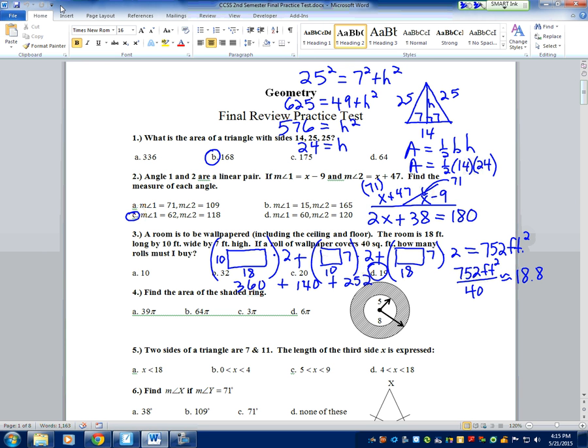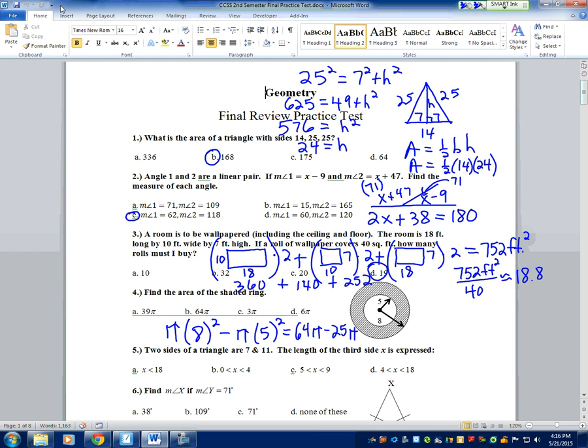So number 4. Here's the idea. We have 2 circles here, an outer circle, and then we have to subtract out the inner circle to leave the shaded ring. The area of the circle is pi r squared. So I have pi big R squared. What's big R here? The radius is 8. That's big R, and little r is 5. So I have 64 pi minus 25 pi.